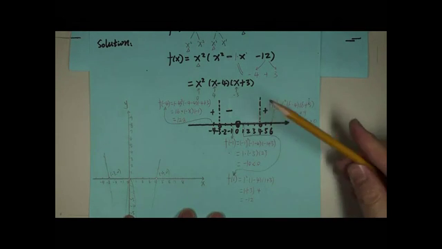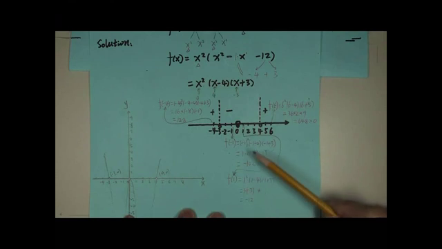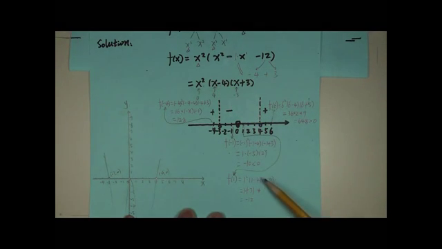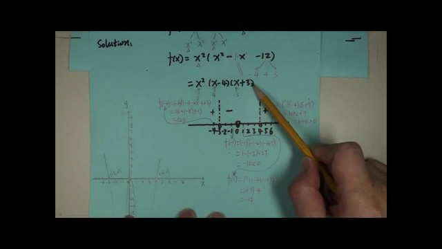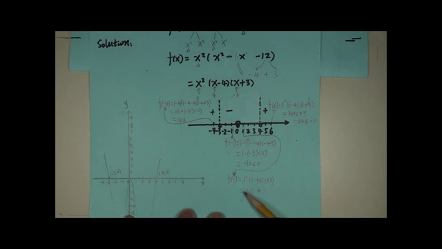Okay, you plug in 1 squared, 1 minus 4 here, and 1 plus 3. So 1 squared is 1, 1 minus 4 is -3, 1 plus 3 is 4. So -3 times 4 is -12, times 1 is still -12.